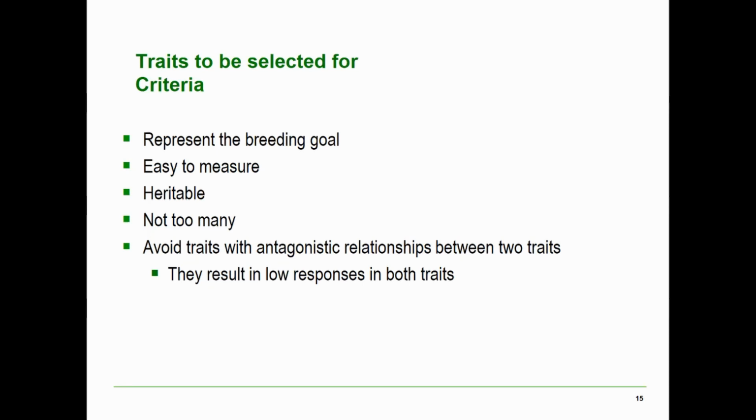So the traits that we are interested in for the breeding programs have to have certain characteristics, and these are listed here. They should represent the breeding goal. We should be able to measure them relatively easily. They should of course be heritable from parents to offspring, because we want to achieve genetic change. We do not want too many traits, because if we need to measure and take into consideration 25 traits that are all somehow related to each other, we can soon be lost in the details.